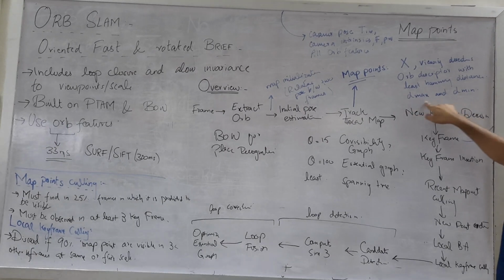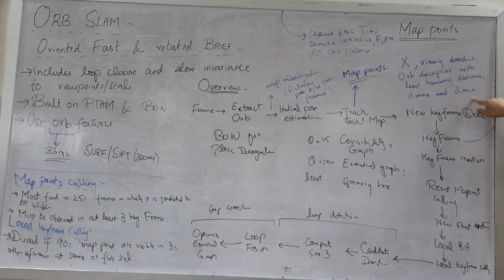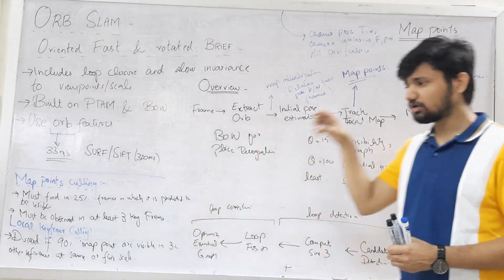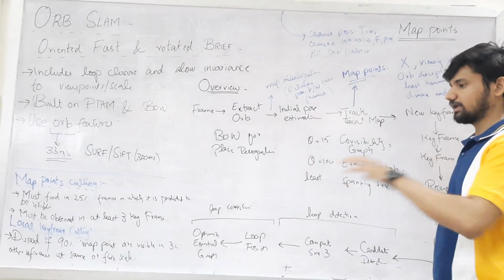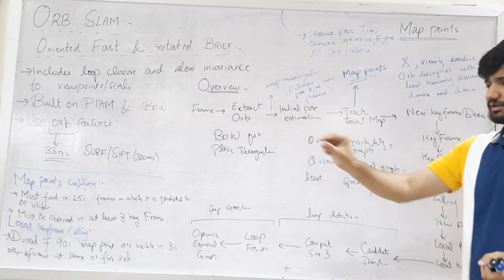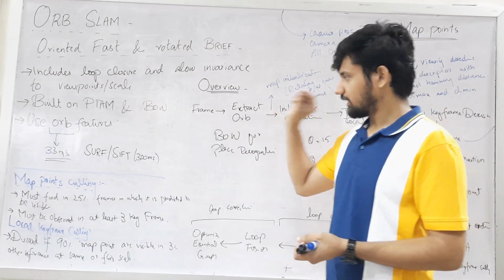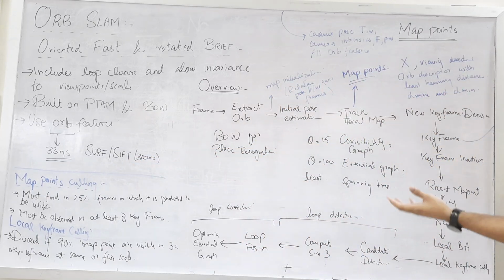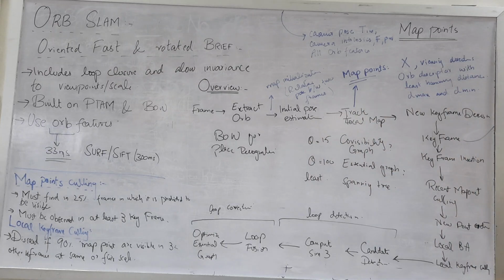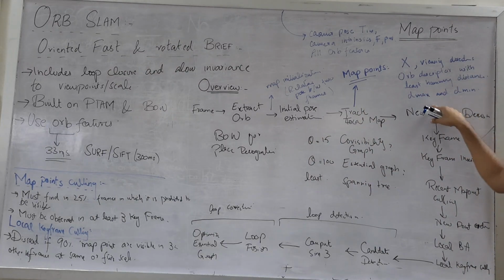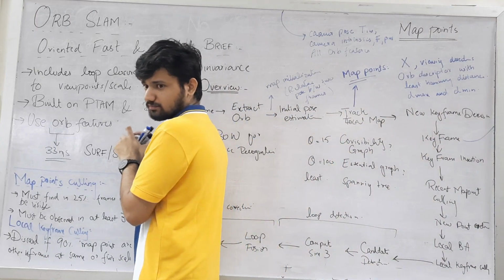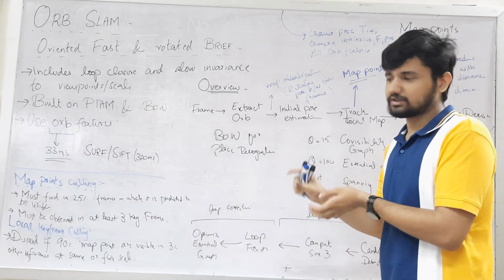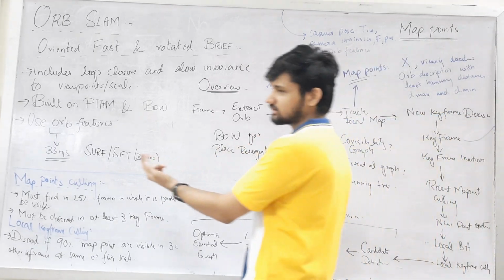Then it has two values, d max and d min, which describe from how far away the point can be visible. For example, a map point is detected here. From how far away this point can be visible is called d max. Similarly, d min is how near to the map point a robot can go while it is still visible. Obviously, there is a least distance as well as a max distance.